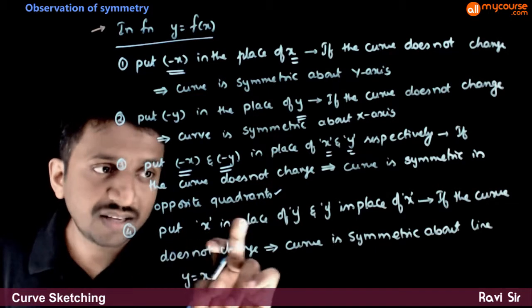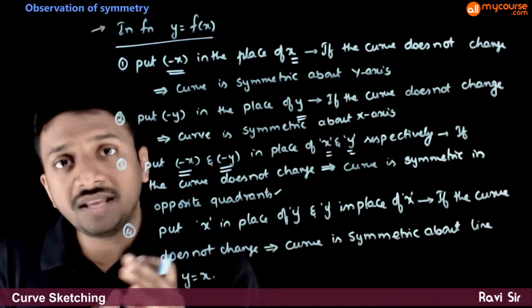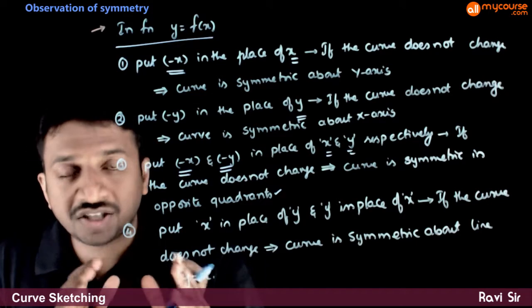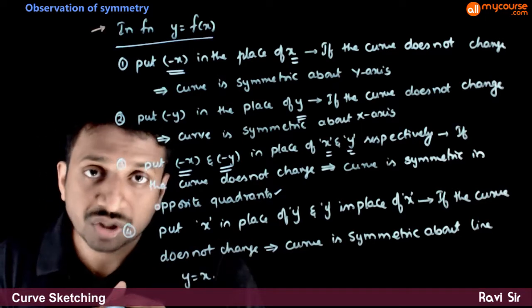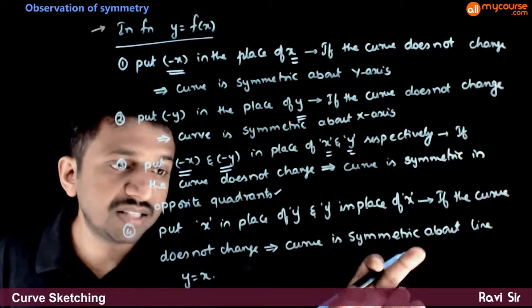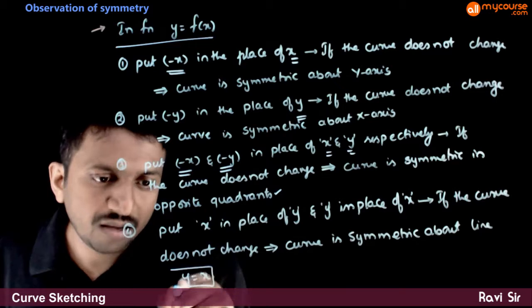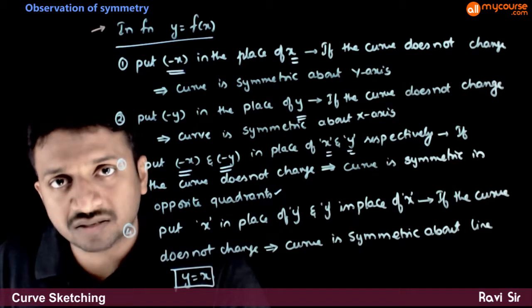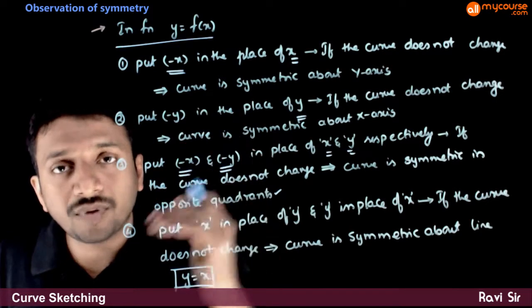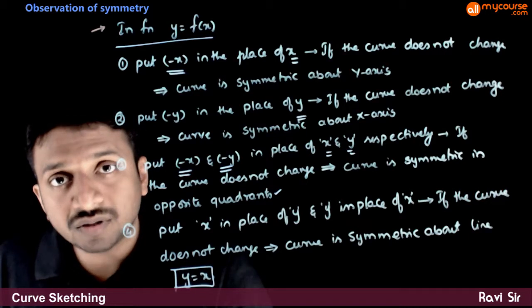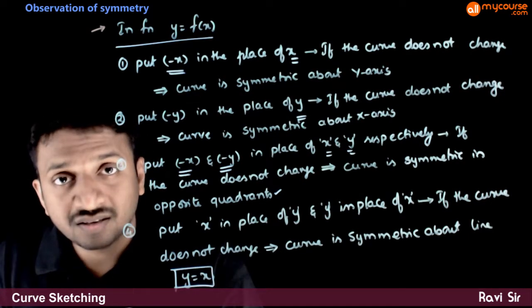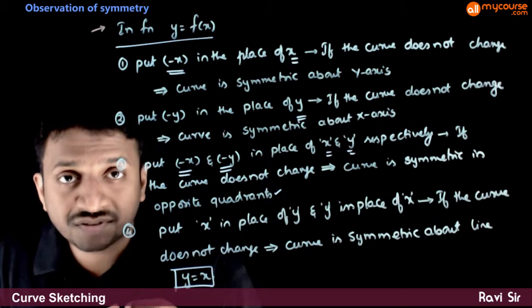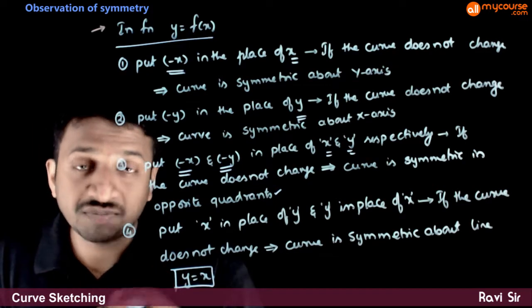Put x in the place of y and y in the place of x. Interchange x with y and y with x. If the curve does not change, then the curve is symmetric about the line y is equal to x. So these are 4 very simple symmetry rules that you can check in different curves, which makes drawing of curves very easy in some situations.